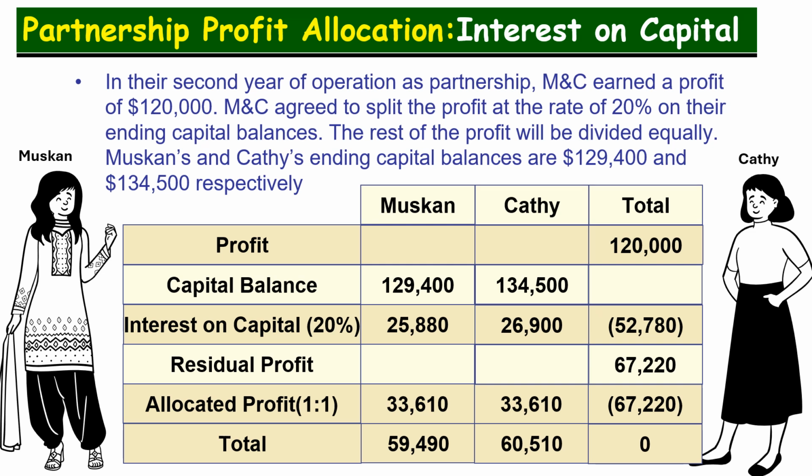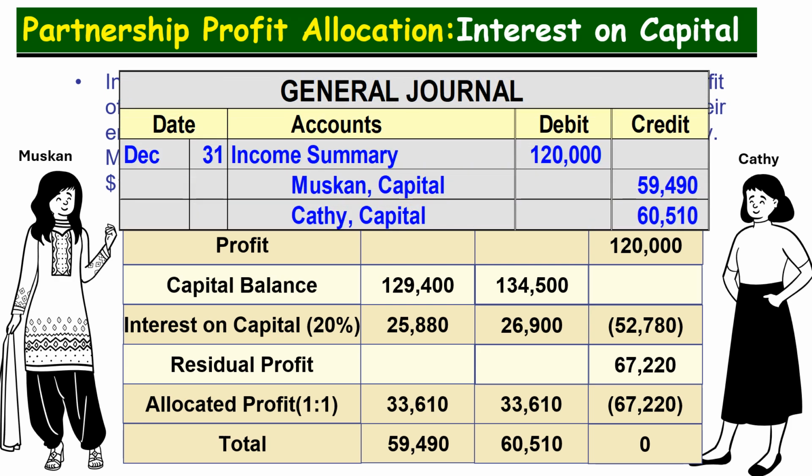Now that we know the profit that will be allocated to each of these partners, we need to make the journal entries. So the profit will increase the capital accounts of each of the partners. So debit the income summary account for 120,000 and credit each partner's capital account for the total in the profit schedule, which is 59,490 for Muskan and 60,510 for Kathy.